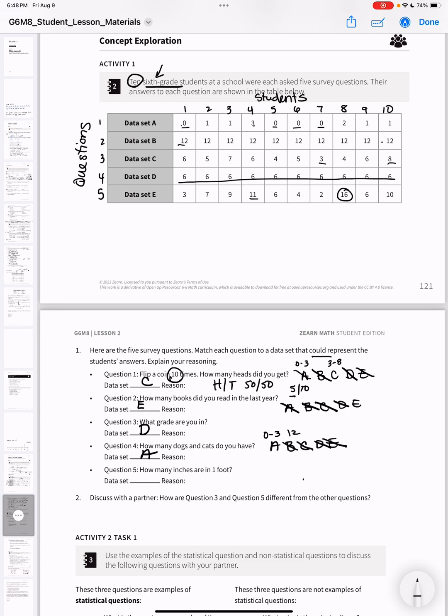Question 5, how many inches are in 1 foot? There are 12 inches in 1 foot, so that has to be our last one, which is B.